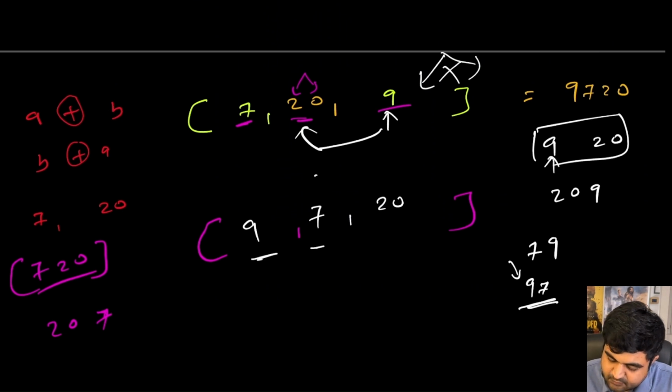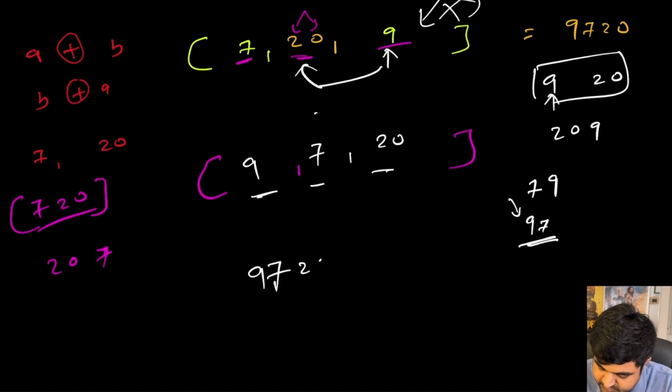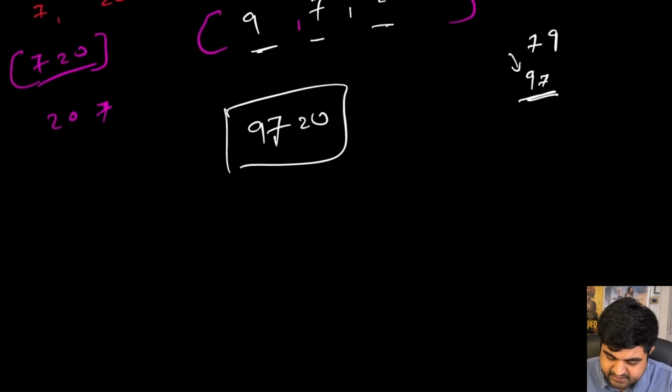So this has to be the correct sequence of numbers, sorted in such a way that combining them is going to result in the largest number possible. So let's combine these values and the answer is going to be 9720, and this is what we need to return. Let me give you just one more example really quickly, just for the explanation's sake.